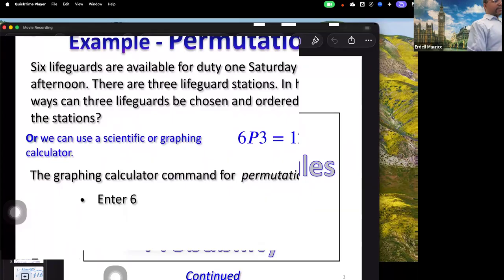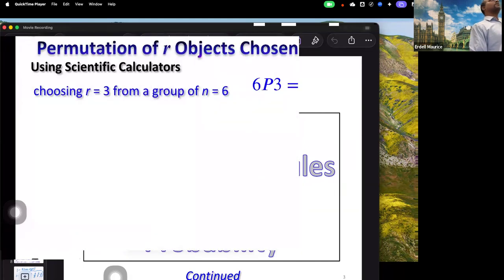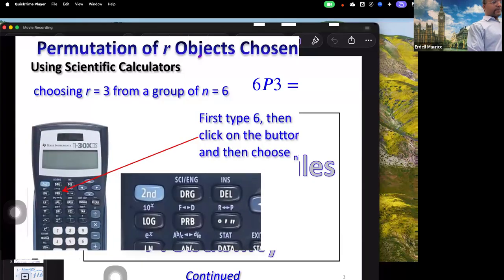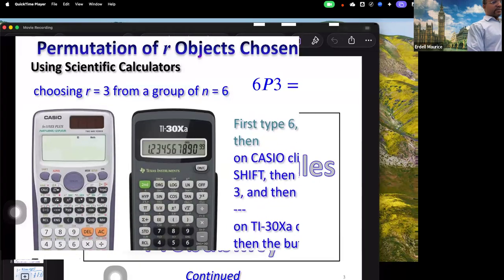I already showed you how to run your scientific calculator. Anybody need help with the calculator? Or you're just going to ask me after class? Oh, you can ask me after class. Hit the probability button, and then you have to find the nPr.